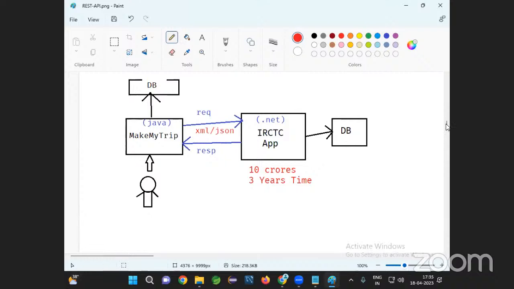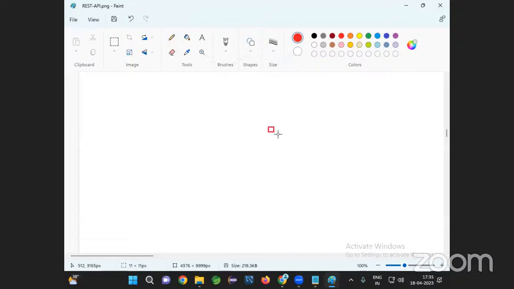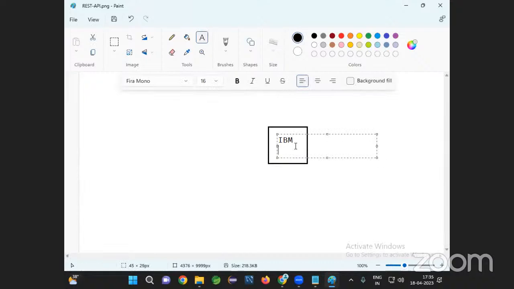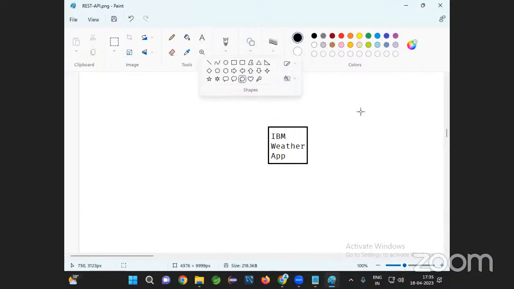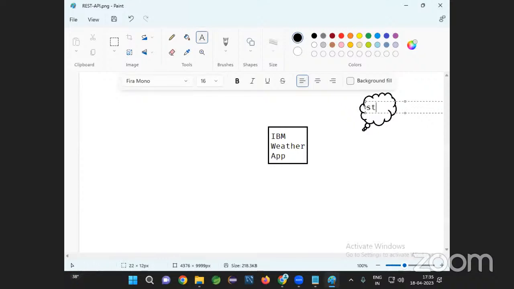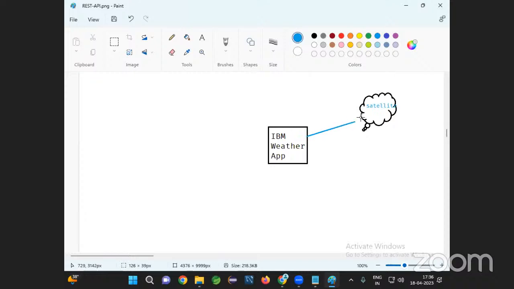Let us take one more scenario. Now assume that IBM people developed one project. This is the IBM weather application. IBM people know how to communicate with the satellites, and by communicating with the satellite, they can get the temperature data. They spent 5 years on this project and finally they got success. They are able to get the temperature data from the satellites.